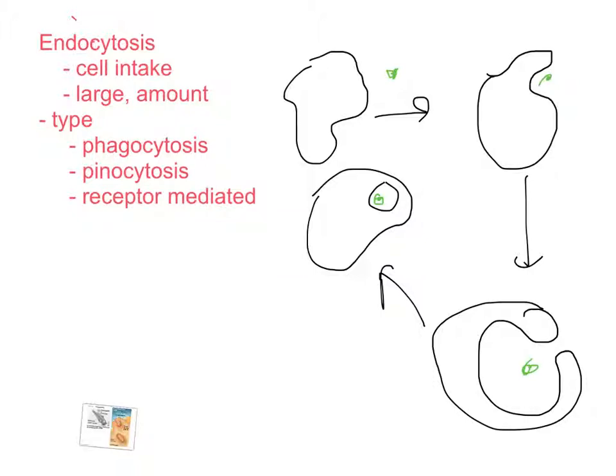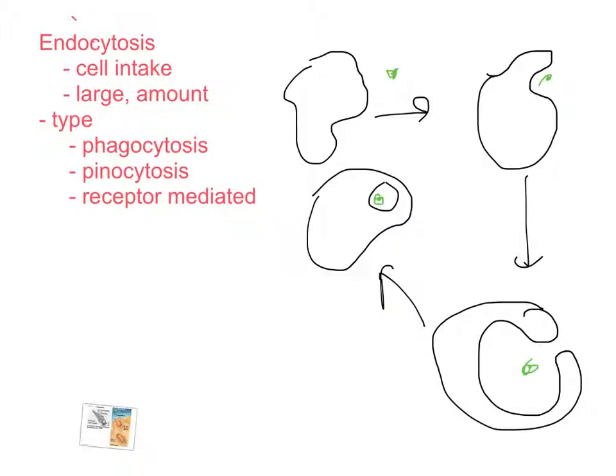Pinocytosis literally means cell drinking. So the cell internalizes some type of fluid, some type of liquid matter, whether it be water in the case of amoebas that live in freshwater environments. They'll engulf water in order to produce osmoregulation, to prevent osmosis.